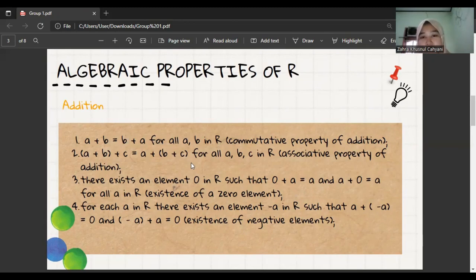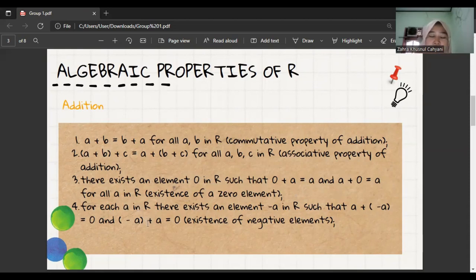For the second property, the associative property: parenthesis A plus B, close parenthesis, plus C equals A plus parenthesis B plus C. For the third property, the existence of a zero element: there exists an element 0 in R such that 0 plus A equals A and A plus 0 equals A for all A in R.